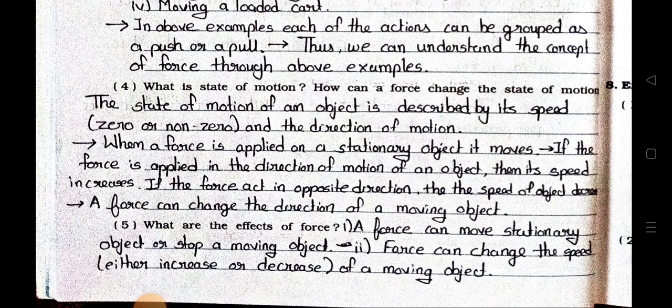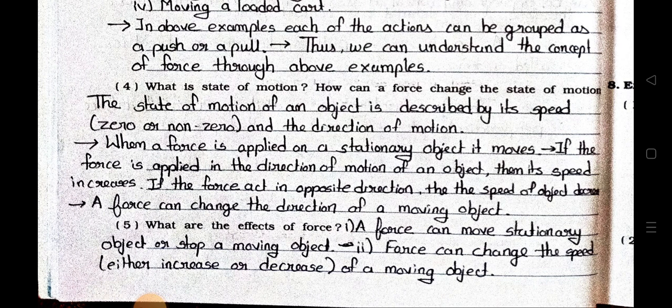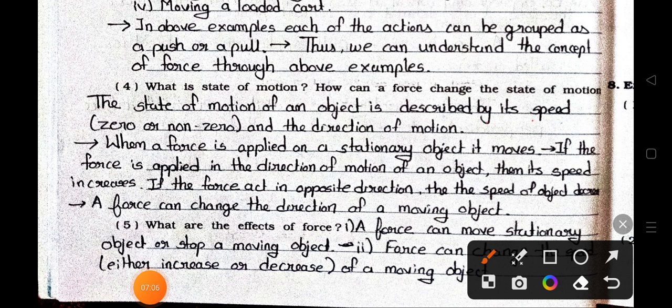See the question number 4. What is a state of motion? How can a force change the state of motion? Answer is the state of motion of an object is described by its speed, zero or non-zero, and the direction of the motion. When a force is applied on a stationary object, it moves. If the force is applied in the direction of motion of an object, then its speed increases. If the force acts in opposite direction, the speed of the object decreases. A force can change the direction of a moving object.